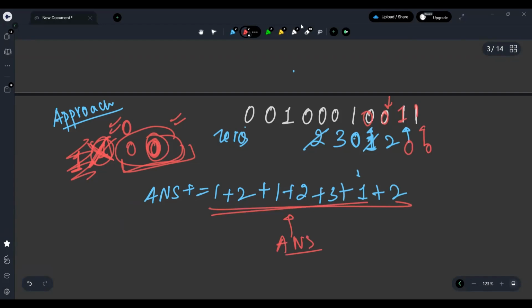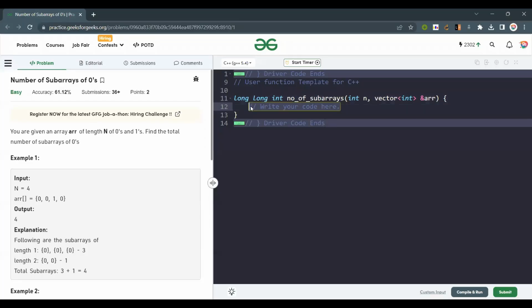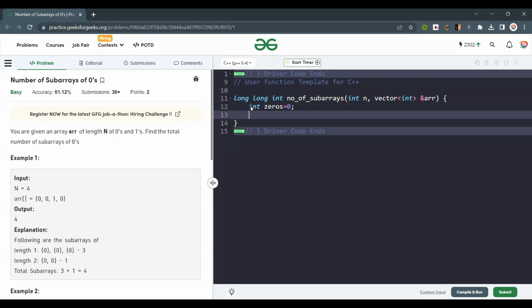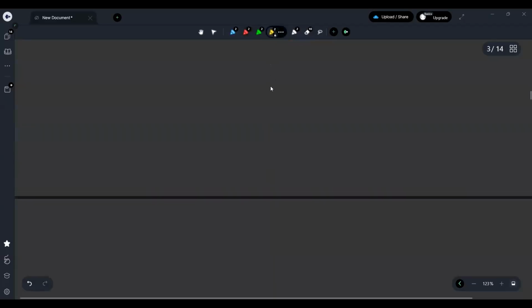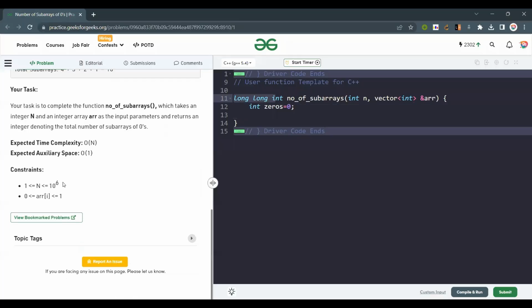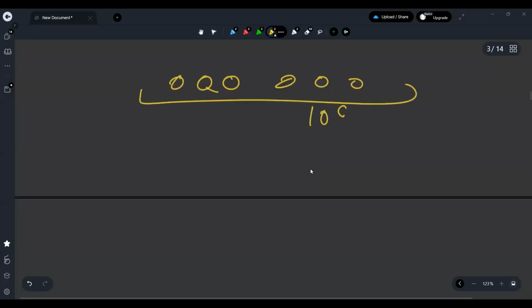So this is a really easy question. Let us code it. Initially, the number of zeros is equal to 0, and the answer is a long int. Why? Let's say all are zeros, and we have at max 10 raised to power 6 elements. That means there will be 10 raised to power 6 zeros.